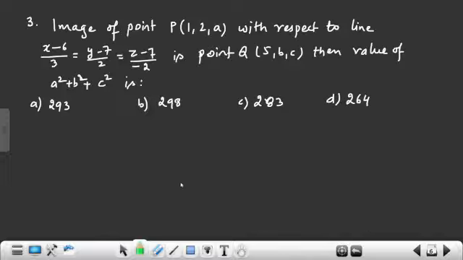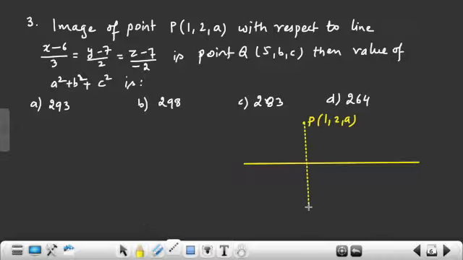Third one, again a 3D question. Very good. After a long time we have seen a 3D question. Image of a point P with respect to the line. So line is there, point is there, and image is also given. Okay, so now let's suppose this is the line we have, and we have a point here P, 1 comma 2 comma A. Now the image of P with respect to the line is here. Let's suppose this is Q. The image is 5 comma B comma C.